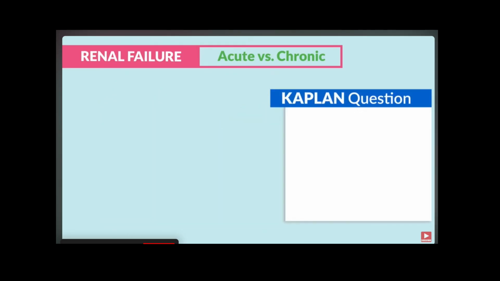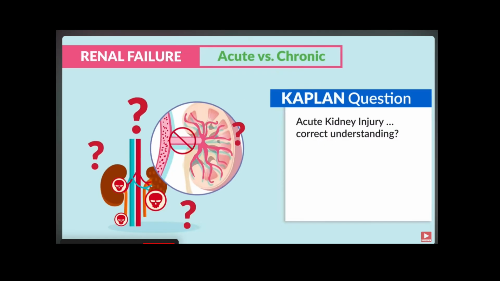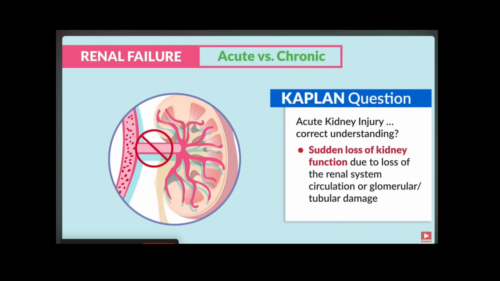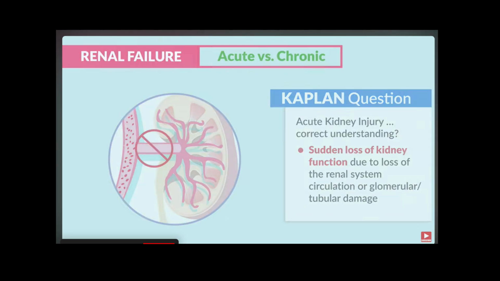So a Kaplan question asks about acute kidney injury. What is the correct understanding? And the answer is sudden loss of kidney function due to loss of renal system circulation or glomerular or tubular damage. So what's really going on in the body?